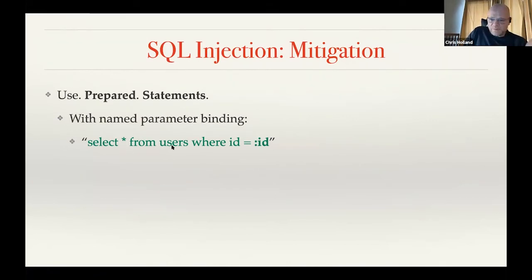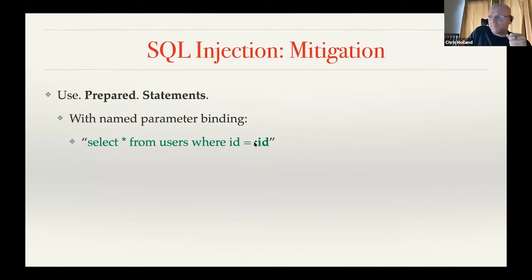You go select star from users where ID equals, and then you go :ID, and then :ID is the name of the variable. Another way to do it is with a question mark. So sometimes you will see select star from users where ID equals question mark. That's fine too. I like to do named parameter binding like this using :ID because it makes things more human readable. I kind of like knowing what I'm looking at, right?